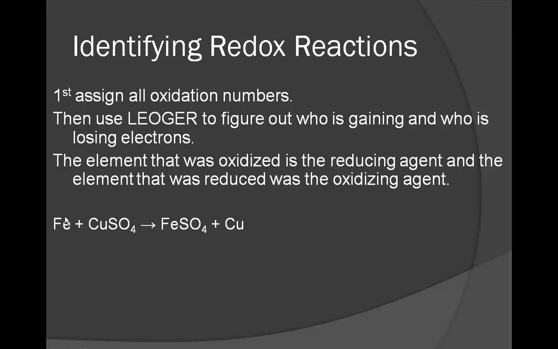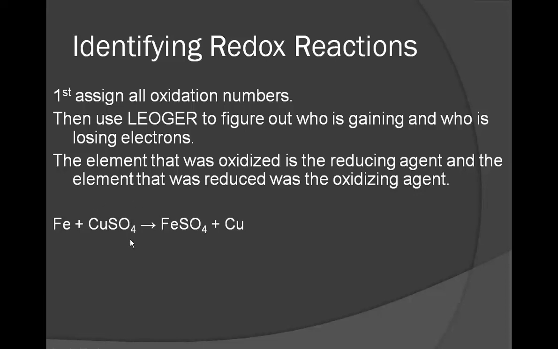For this first one, we're going to go across here, and we're going to give everybody their charge. We need to know iron's charge, we need to know copper's charge, sulfate, oxygen, or sulfur and oxygen, and so on, all the way across. Then we're going to figure out how those charges change. So if we look right here, above iron, iron is by itself. Any element in its uncombined natural state is 0. So above iron, I would put a 0.